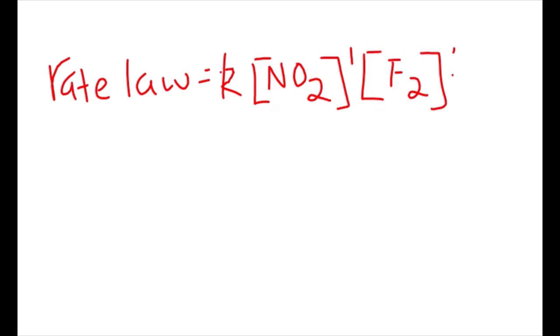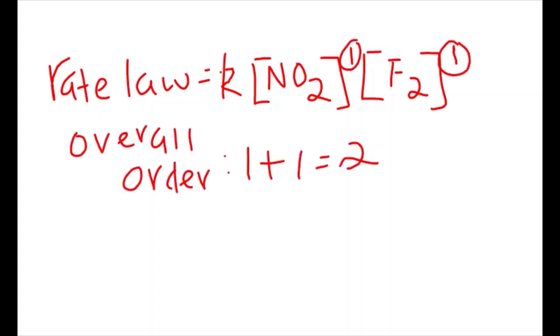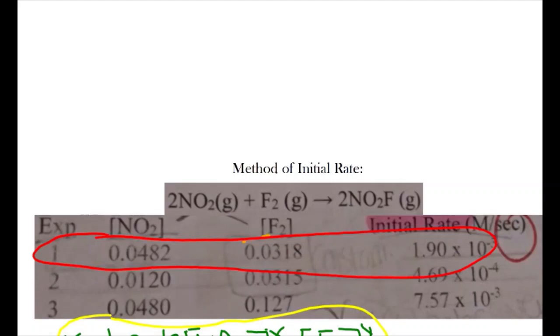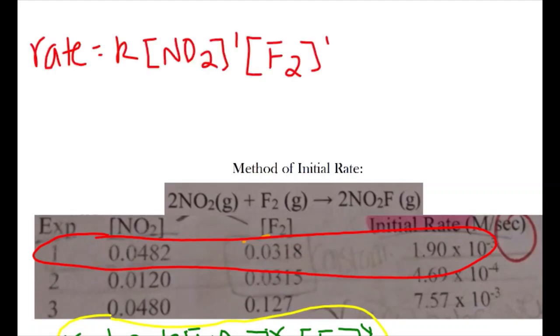From here, we can determine the rate law and overall order of our reaction. Our rate law is k times [NO2] to the power of 1 times [F2] to the power of 1, meaning that our overall order, which is just the sum of each reactant's individual order, is 2. Now to find our rate constant k. To do so, we will just be using the data from experiment 1.